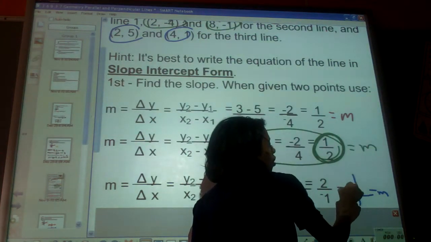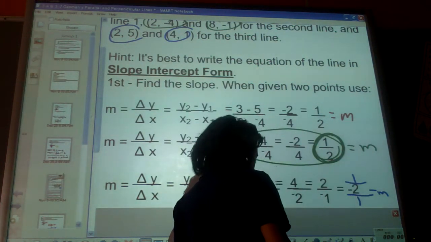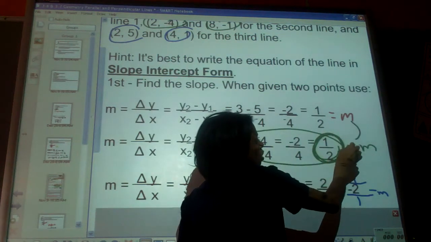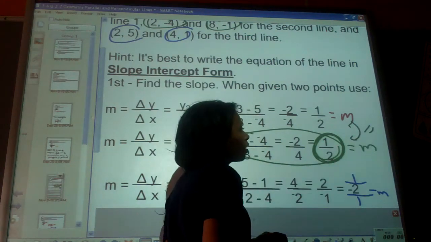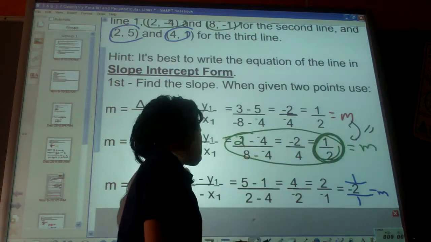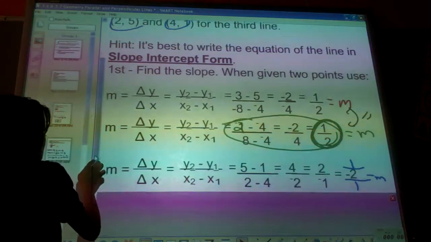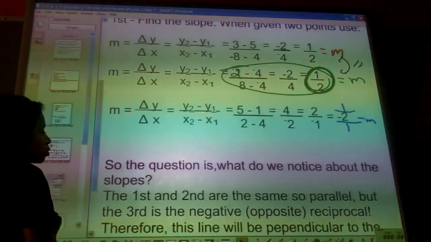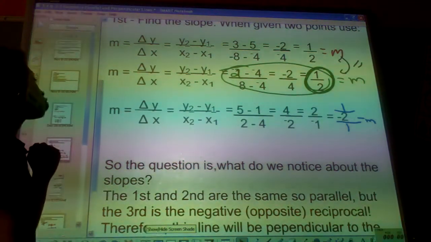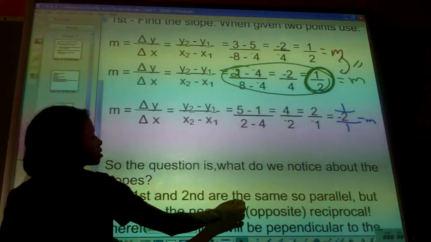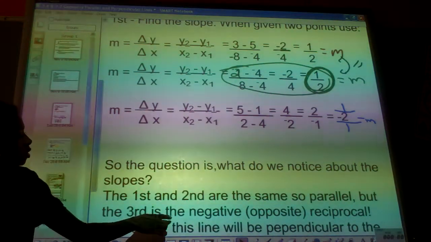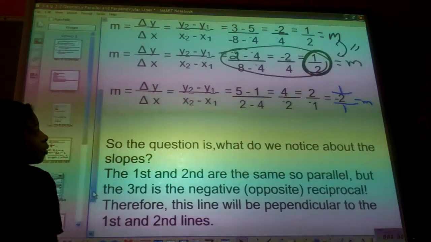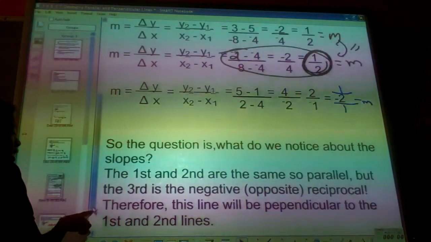That means that this is going to be perpendicular to the first and second line. And the first and second line, if this were really 1/2, these two lines are parallel to one another. And the third line is perpendicular to the first and second line. So here we have this information, if that was correctly written. So what should we notice? The first and second lines will be parallel, but the third line is the negative, or opposite, reciprocal. Therefore, the third line will be perpendicular to the first and second line.